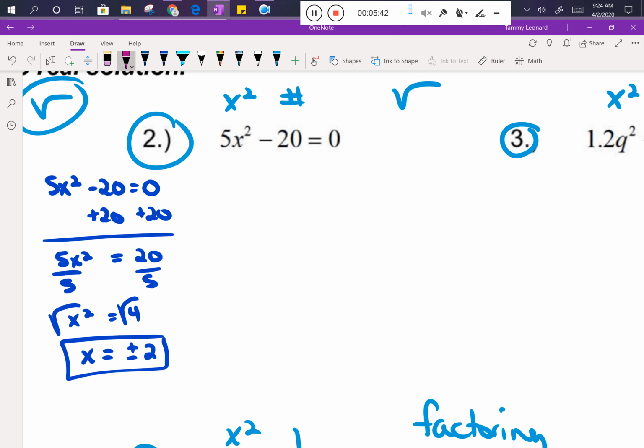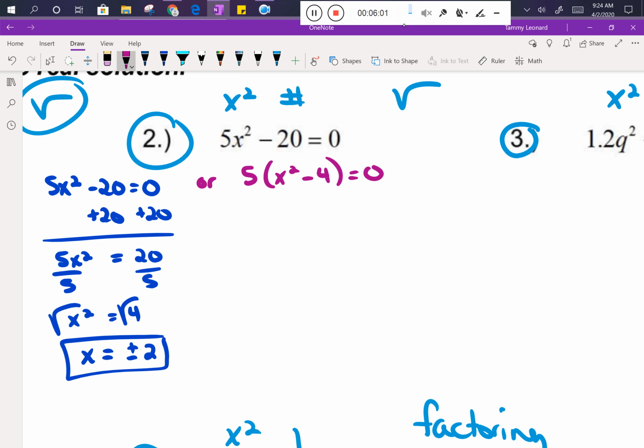That's probably the simplest way we could approach this problem. But what if we didn't notice and we tried something else? Well, there's other ways we could have tackled it. Maybe we noticed that they had a 5 in common, and we factored out a 5, and so we got x squared minus 4 equals 0.